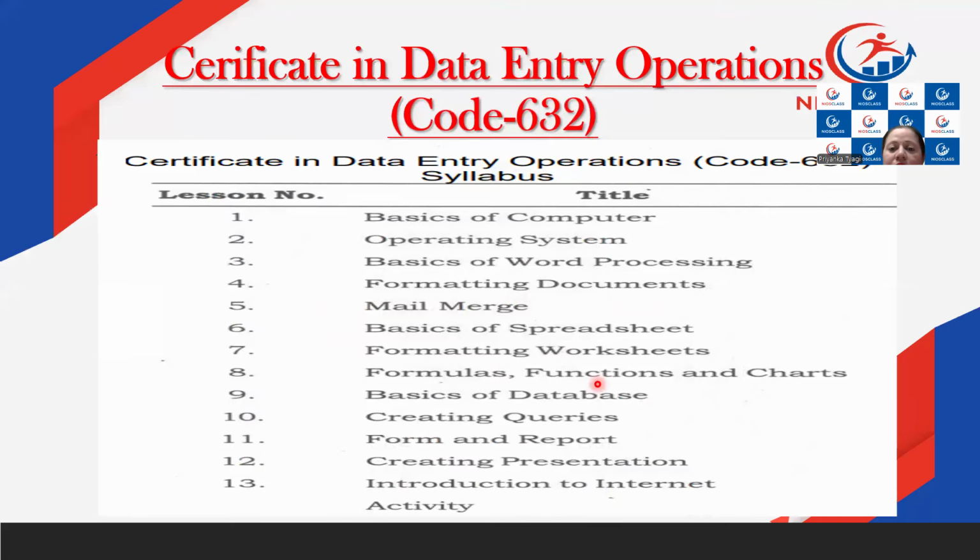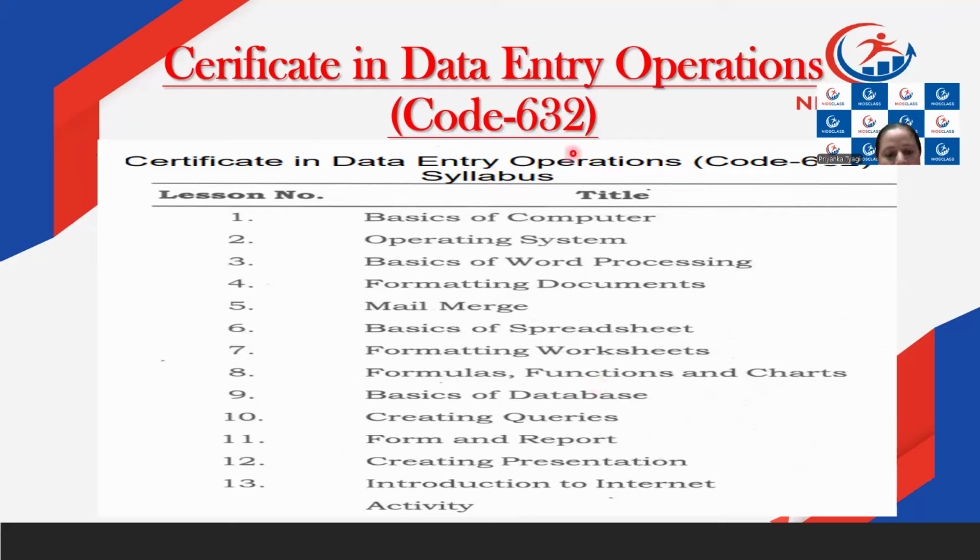Now, certificate in data entry operation, code 632. This is the subject which is conducted at vocational level for senior secondary students. What is the code of the subject? 632. You can grab the opportunity. This is very simple, and first of all, the student can pick up both of the subjects together, code 336 and code 632. What is the benefit to opt for both? With a very small smart work, you can score very well. I am providing the common content here. Later on, I will provide you the comparison.